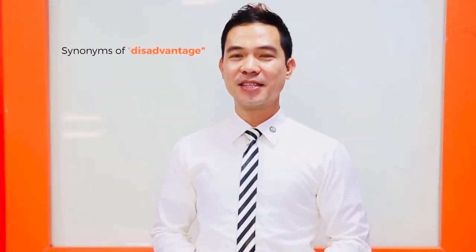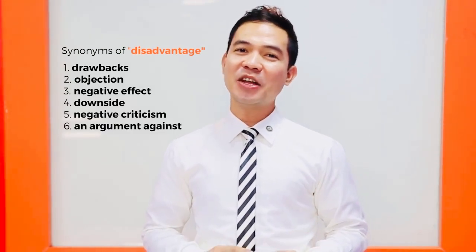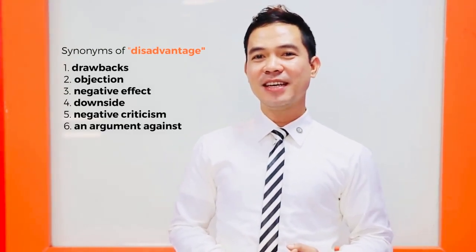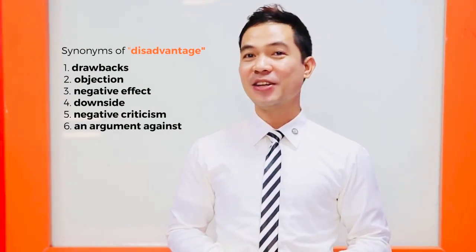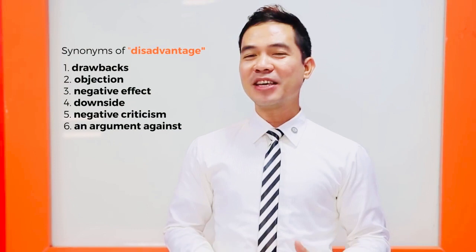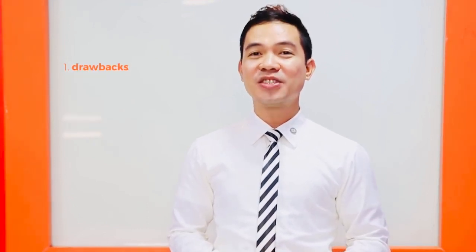Okay, so let me also talk about the synonyms of disadvantage. So I have actually 6 in my list. First, we have drawbacks, an objection, negative effect, downside. We also have negative criticism, and the last is an argument against. Now I will give you examples of each of these words. So let me start with drawbacks.